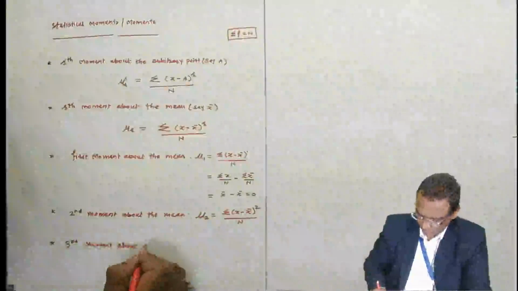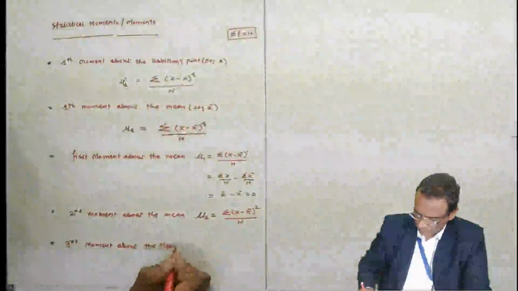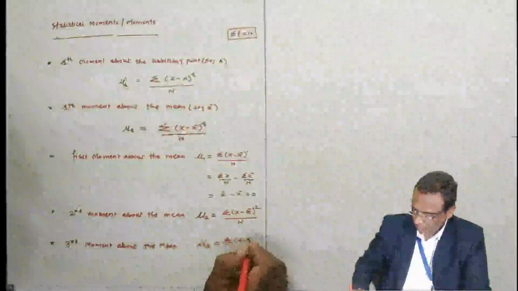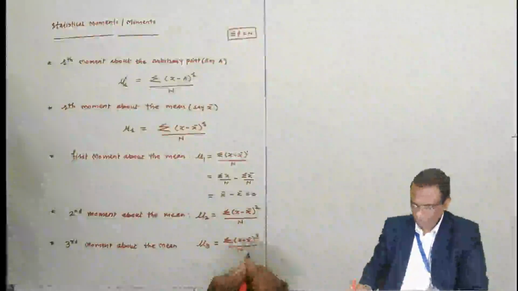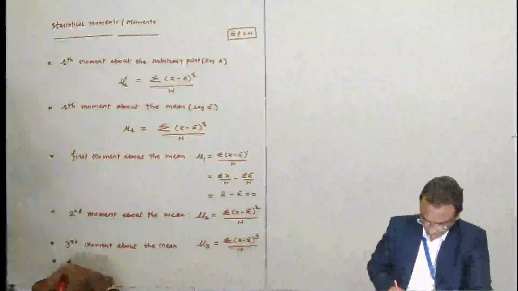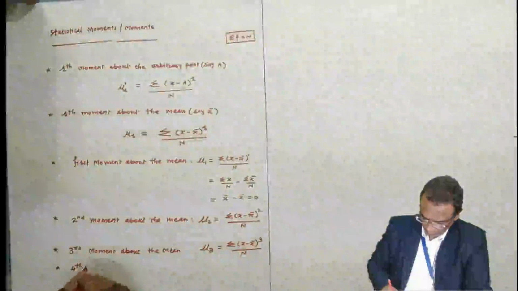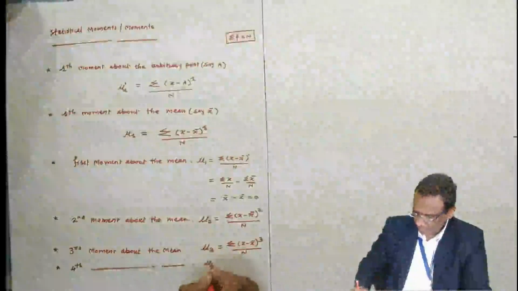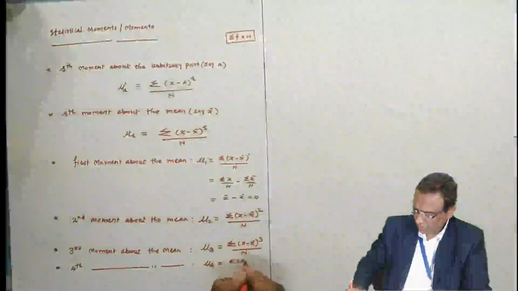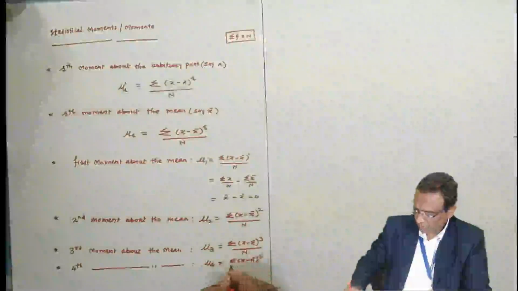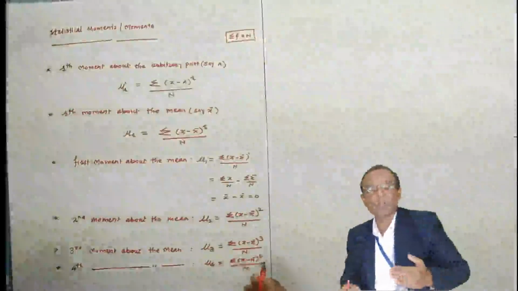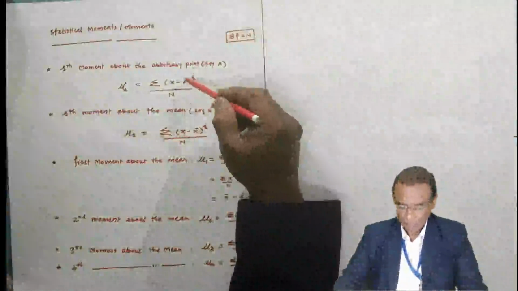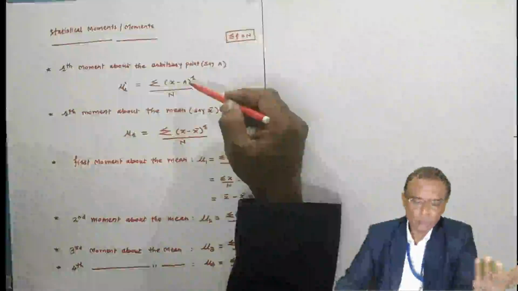Moment about the mean, simply substitute: mu3 equals summation of (x minus x bar) power 3 by n. And the fourth moment about the mean, mu4, equals summation of (x minus x bar) power 4 divided by n. Okay, these are the first 4 moments about the mean. And the first 4 moments about an arbitrary point you can find this way, by putting r equal to 1, 2, 3, 4 and so on.